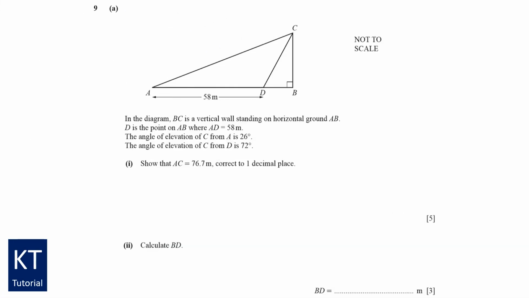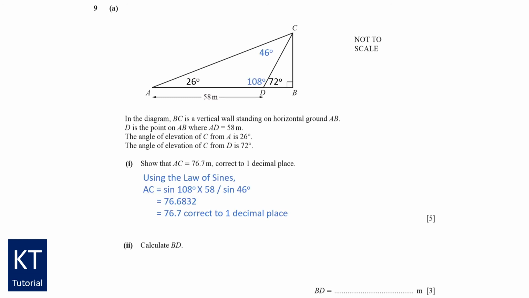Question 9a. In the diagram, BC is a vertical wall standing on horizontal ground AB. D is the point on AB, where AD is 58 meters. The angle of elevation of C from A is 26 degrees. The angle of elevation of C from D is 72 degrees. Show that AC is 76.7 meters, correct to one decimal place. You can show this by using the law of sines.